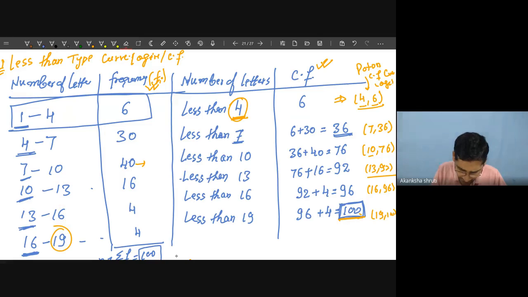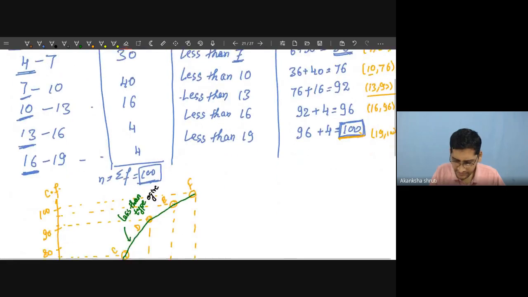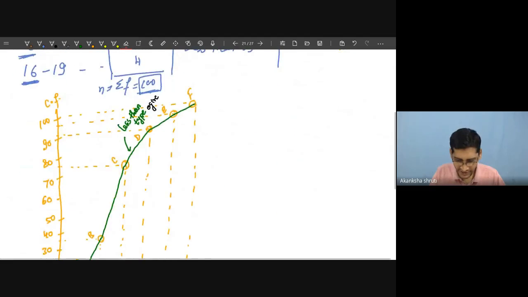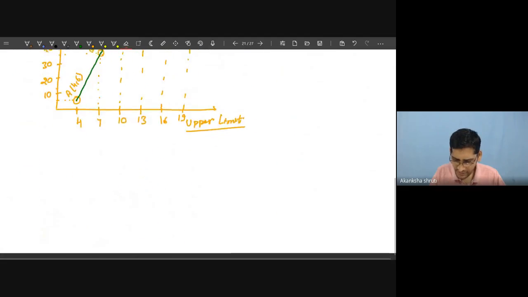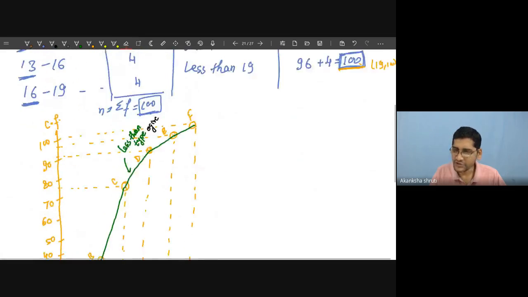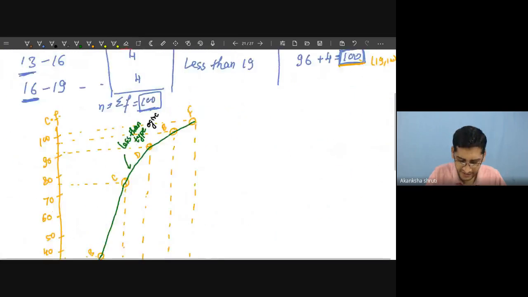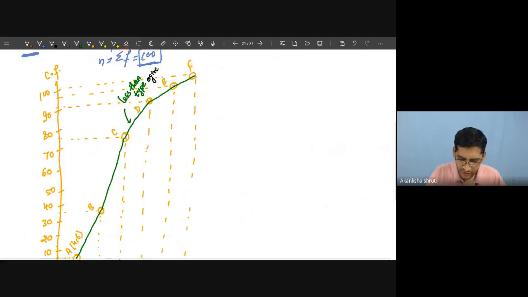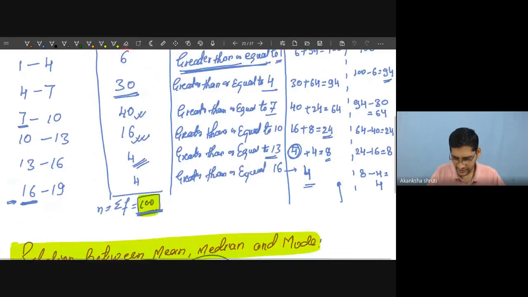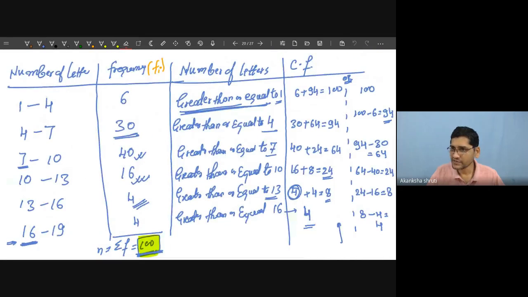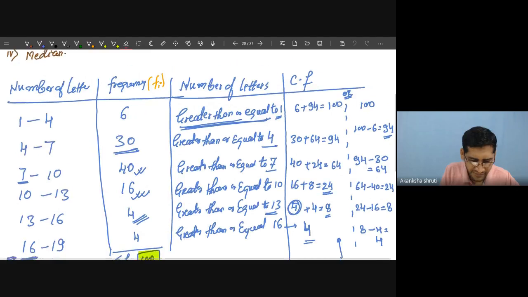We have also tabulated for greater than and equal to lower limit. Means there is a possibility of drawing the other curve also. So that curve we also have to draw. For that, student, our new table is this one. Keep in mind, our new table is this one. So this is our greater than and equal type.